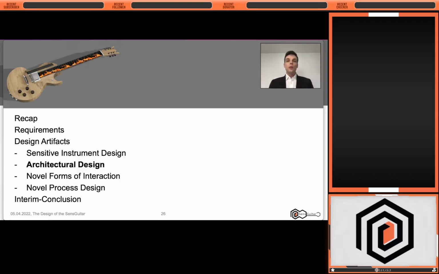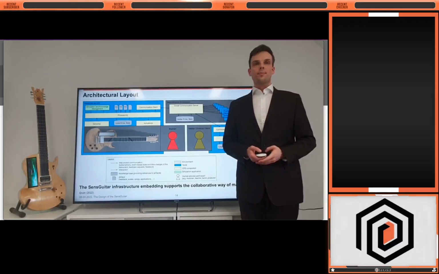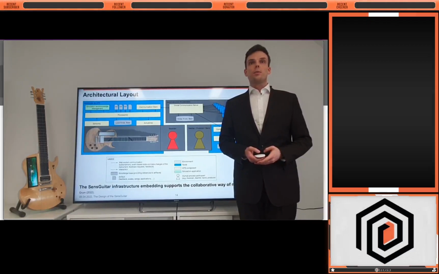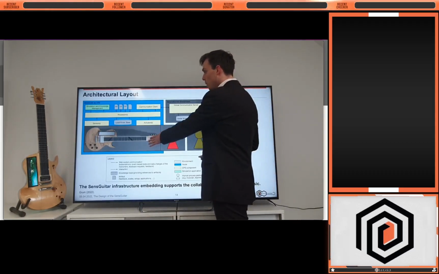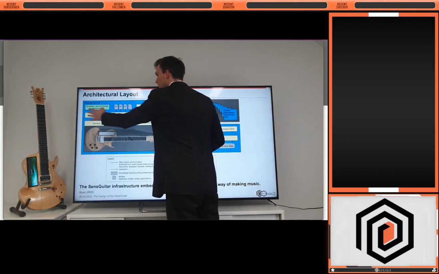As we now know the concept of sense instruments, how can it be embedded in its environment so that it can realize the full technical potential? Here we speak about the architecture of an infrastructure, which refers to one further design perspective on the SensGuitar. The infrastructure needs to provide the following components by design. First, the SensGuitar, which is designed as cyber-physical system.